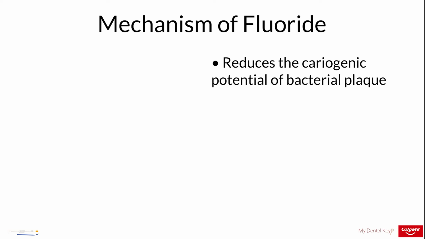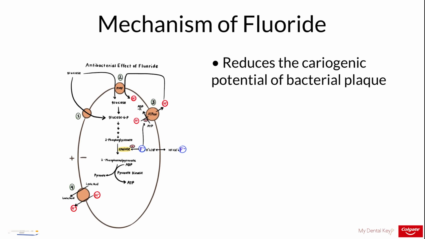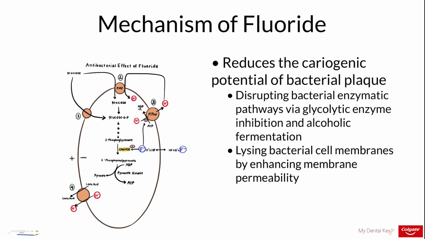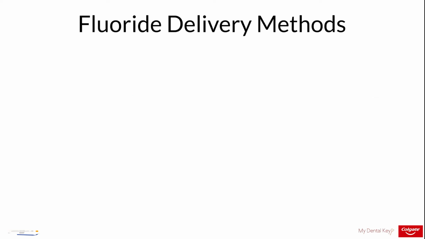Fluoride also reduces the cariogenic potential of bacterial plaque by disrupting bacterial enzymatic pathways via glycolytic enzyme inhibition and alcoholic fermentation, and lysing bacterial cell membranes by enhancing membrane permeability.